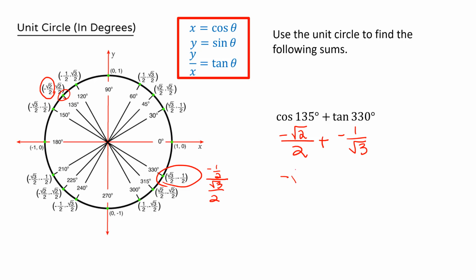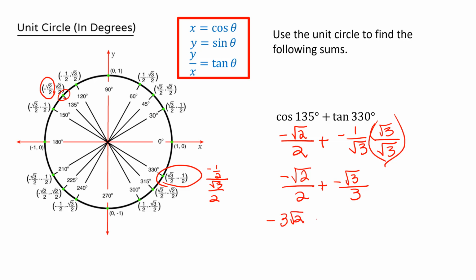So when we're done with this, there better not be any radicals in the denominator. So negative square root of 2 over 2 plus, we're going to multiply this by square root of 3 over square root of 3. So we have negative square root of 3 over 3. We'll get a common denominator, which is 6. So negative 3 square root of 2 plus negative 2 square root of 3 over 6.